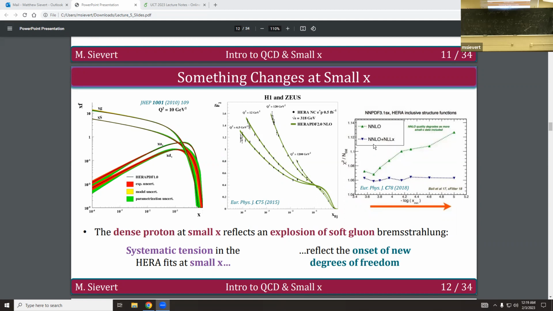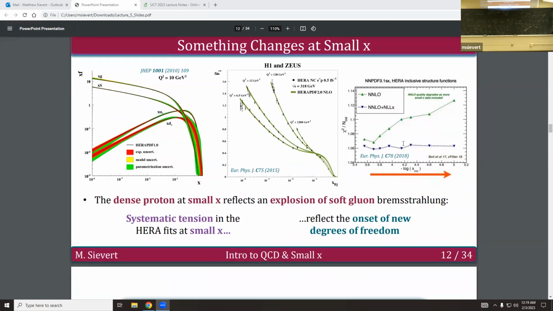And what they show is that if you include the logs of 1 over x that we will construct in a moment, that cures this problem. So it does seem like just at the level of the PDFs, if you take a strict interpretation, you cannot get away pretending there is nothing at small x. You need some amount of small x resummation already to describe the HERA data. And that's perhaps a hint of things to come at higher gluon densities.